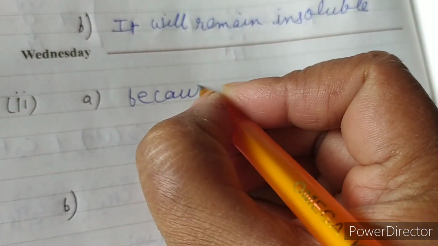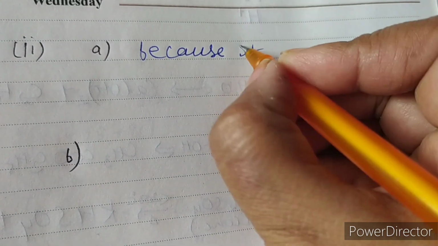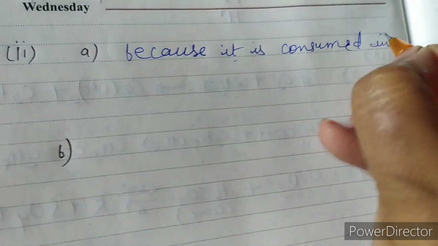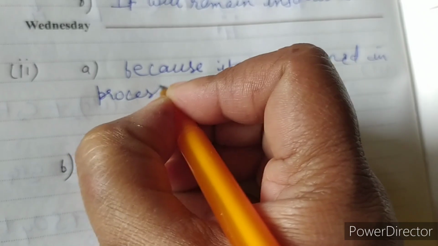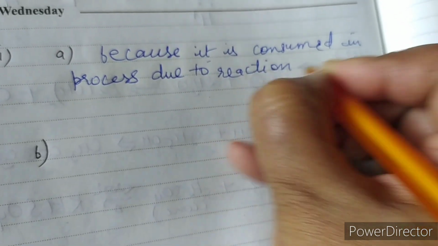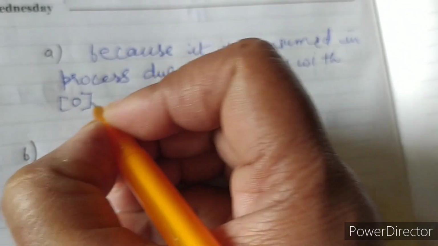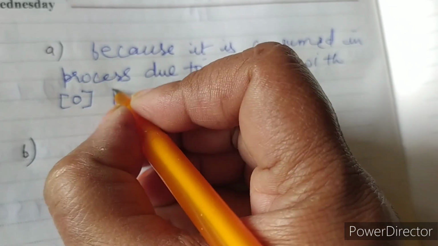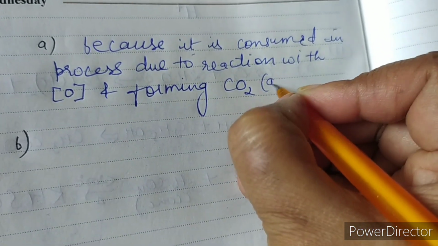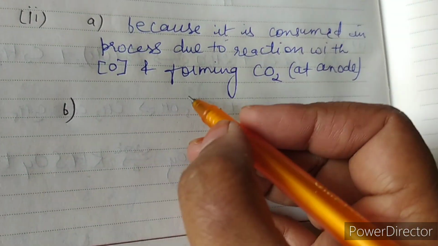graphite is required in very large quantity because it is consumed in the process due to reaction with nascent oxygen and forming carbon dioxide at the anode, and therefore the graphite anodes will reduce in size and they have to be gradually replaced.